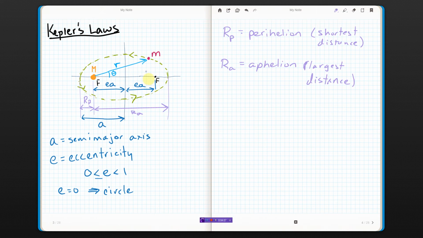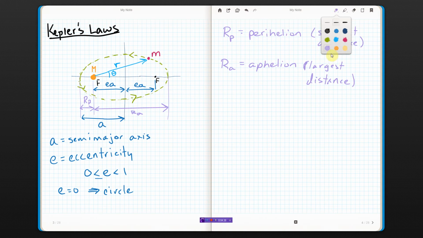Now most planets in our solar system don't look like this. They do orbit in ellipses, but if you draw it to scale, it looks almost like a circle. In fact, the eccentricity of Earth's orbit is only 0.0167. It's almost a circle. Not quite, but almost. Okay, so one more time, Kepler's first law, the law of orbits, says that all planets move in elliptical orbits with the sun at one focus.